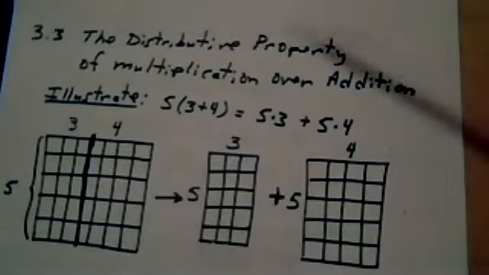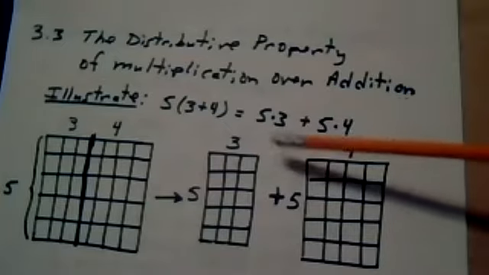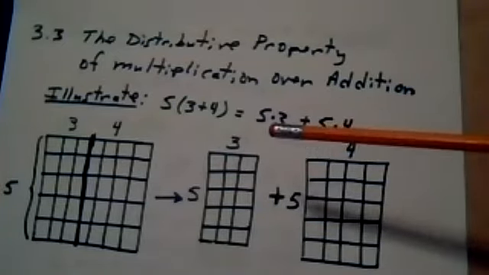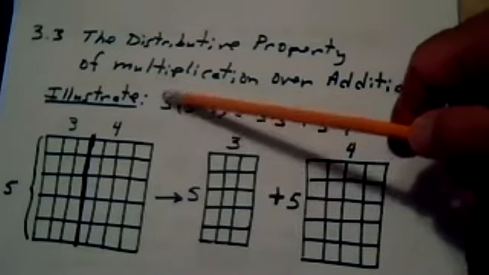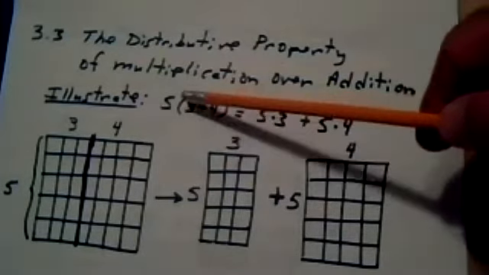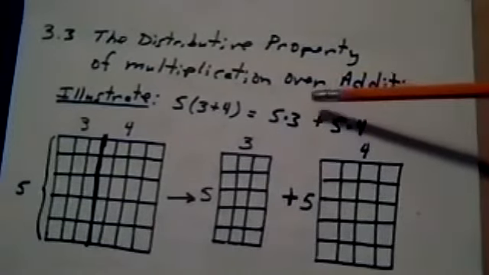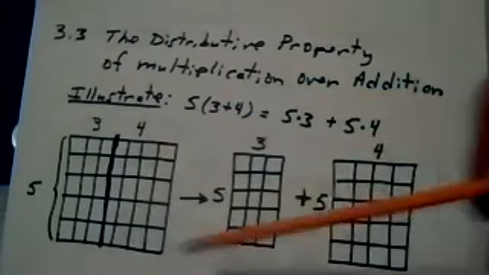The distributive property of multiplication over addition. Right here, what these diagrams show is a convincing way to show why when we distribute this 5 over this addition, 5 times 3 plus 5 times 4, and we add them, this is convincing because you could see.